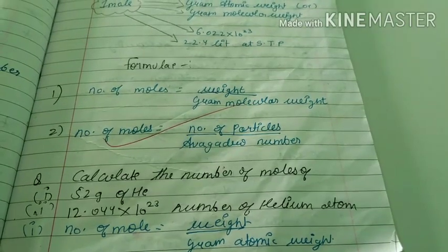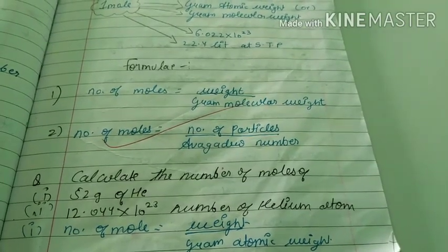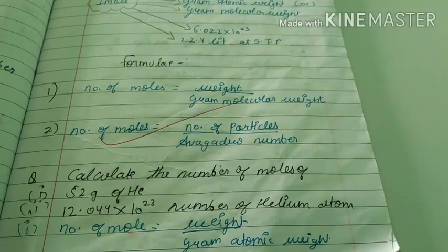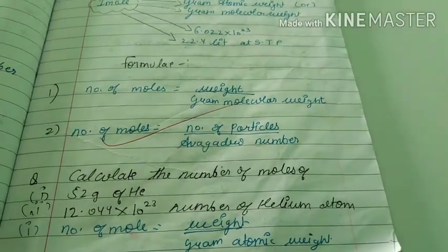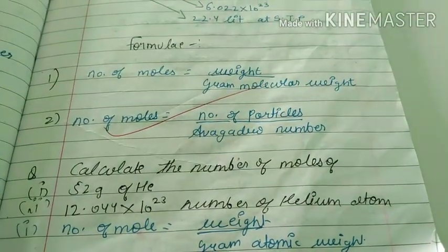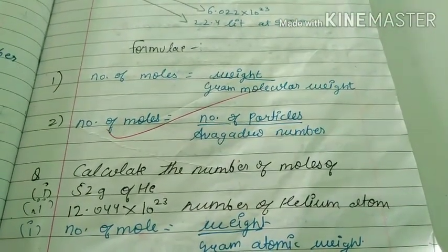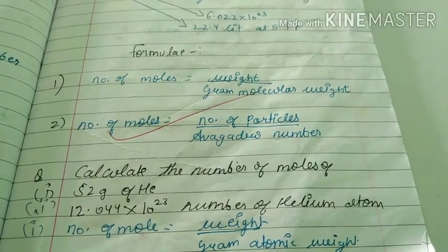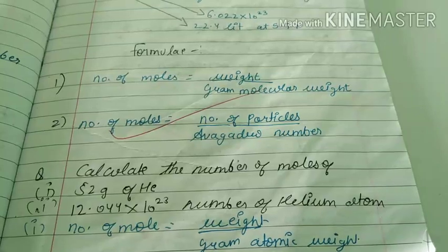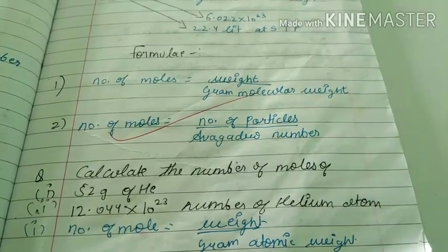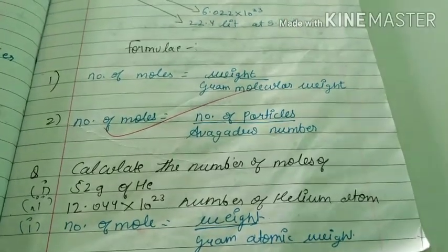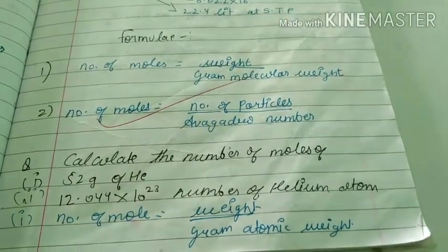The weight of 1 mole of a substance is equal to its gram atomic weight when atoms are present in the substance. Similarly, the weight of 1 mole of a substance is equal to its gram molecular weight when molecules are present in that substance. So these are very important points, and there are some more points regarding that.